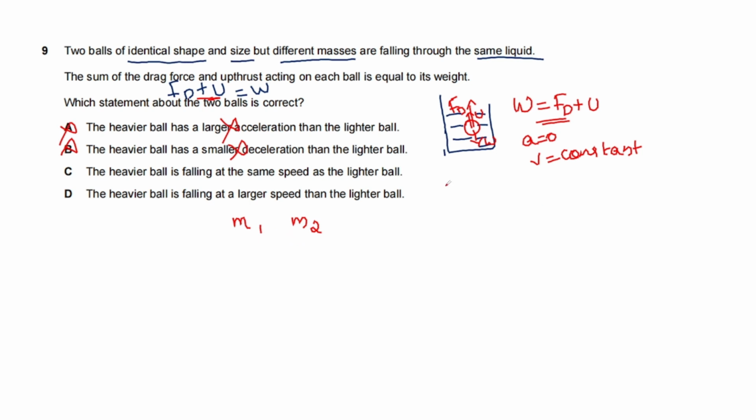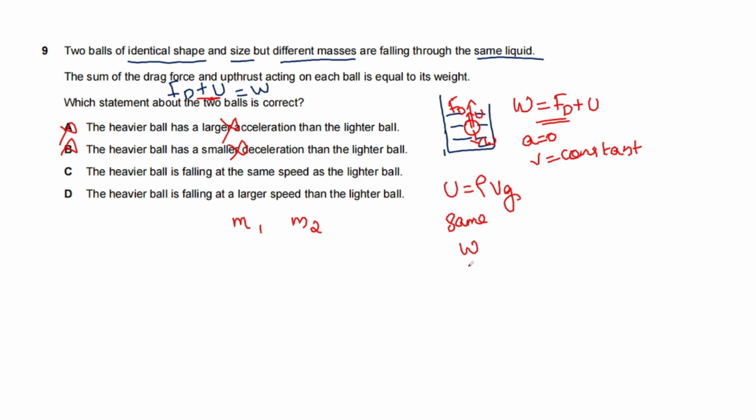So here let's check what the upthrust value is. You know that the upthrust equation is rho Vg. Since the two balls have the same shape and size, the volume V would be the same, and they are falling in the same liquid, so the density would also be the same, which means that the upthrust for both the balls would be the same.